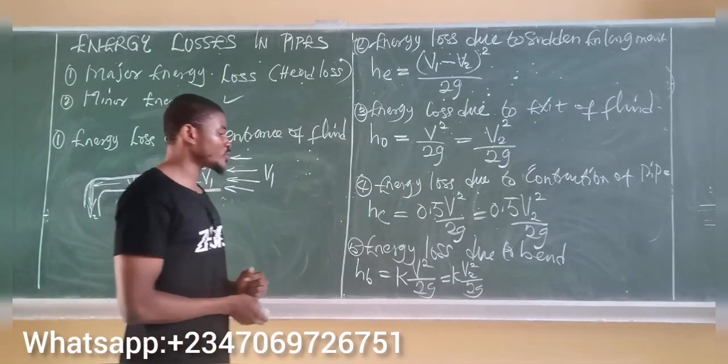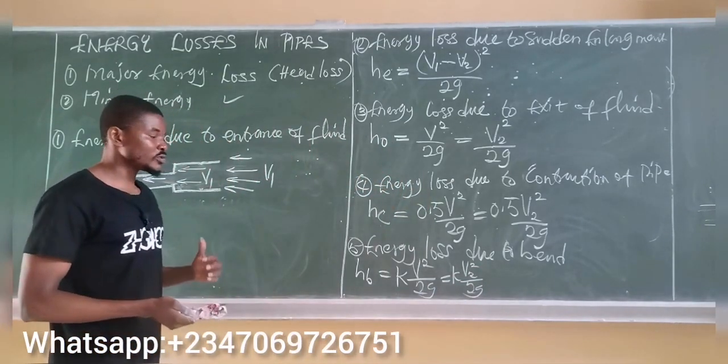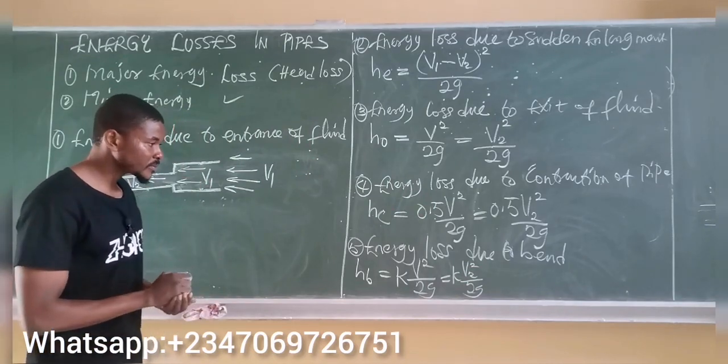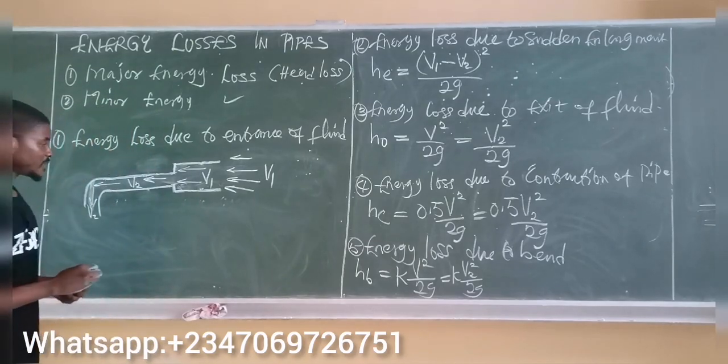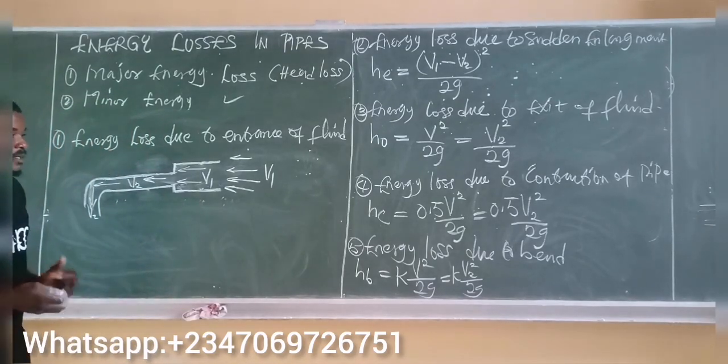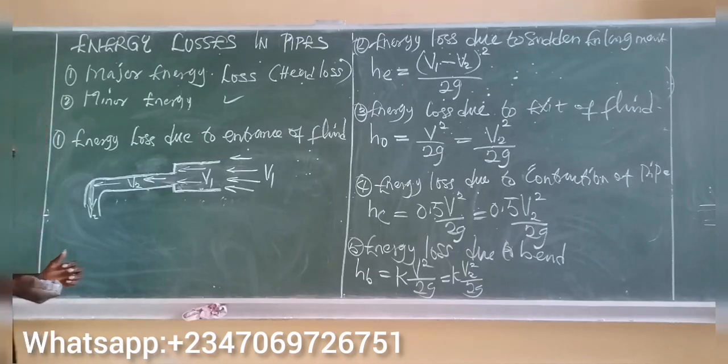So this is the formula we use to calculate the head loss due to bend, or energy loss due to bend. Now, K there stands for the coefficient of bend, and of course, it depends on the radius of curvature.